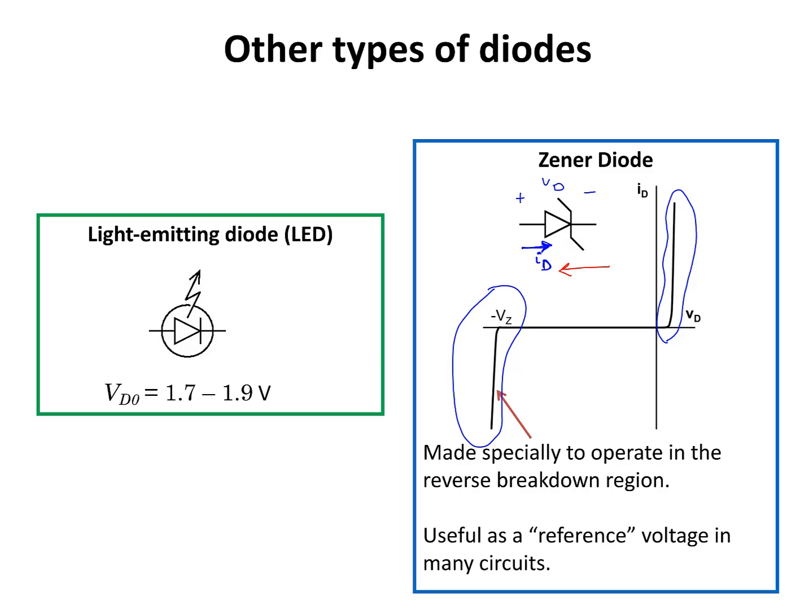Zener diodes are specifically manufactured to operate in the Zener region, and they're commonly used in voltage regulators. We are going to see a simple voltage regulator circuit using a Zener diode in this video. The idea with the voltage regulator is to maintain a constant voltage across the load regardless of the changes in the supply voltage or the changes in the load current.